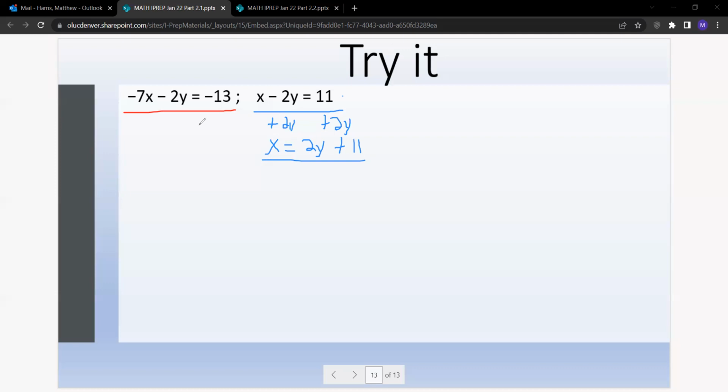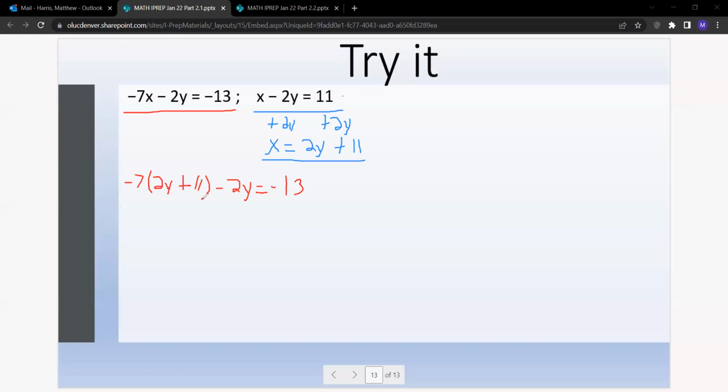So we have negative 7(2y + 11) minus 2y is equal to negative 13. All right, and now we just have to solve through our PEMDAS, right?